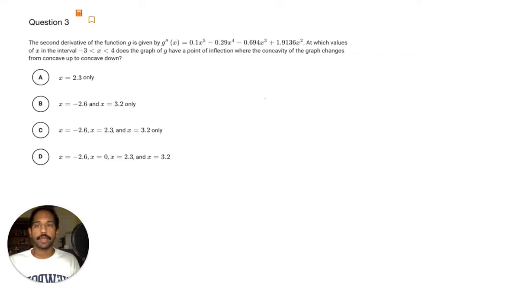We're told that we are given the second derivative of the function g, and it's given by this function, g double prime of x equals 0.1 x to the fifth minus 0.29 x to the fourth minus 0.694 x cubed plus 1.9136 x squared. Then we're asked, at which values of x on the interval -3 < x < 4 does the graph of g have a point of inflection, where the concavity changes from concave up to concave down?